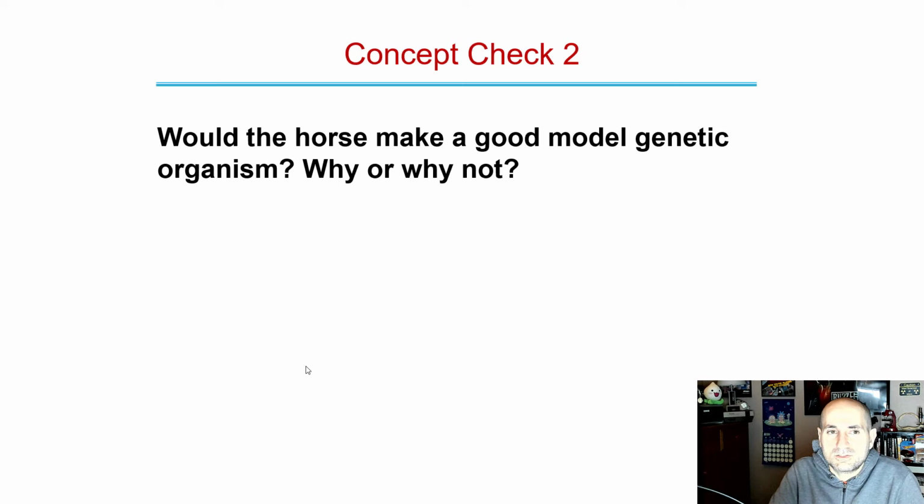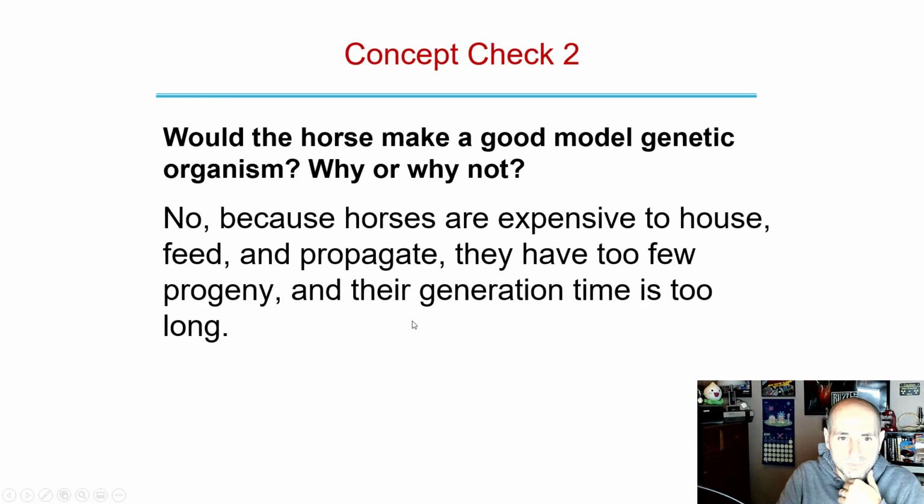It's also huge. That's another thing. It takes a lot of space, so that's not good. And how many offspring does a horse usually have? How many progeny? I think usually one, right? So that's not good. And then can it be reared in a laboratory? Again, most labs don't have giant barns attached to them, so probably not. A small mouse cage is about the size of a shoebox, but a horse would take up a barn, basically. So that's not a good model organism. So again, no, because horses are expensive to house, feed, propagate, have few progeny. Generation time is too long. Okay, makes sense.